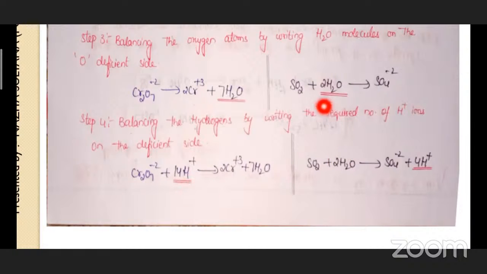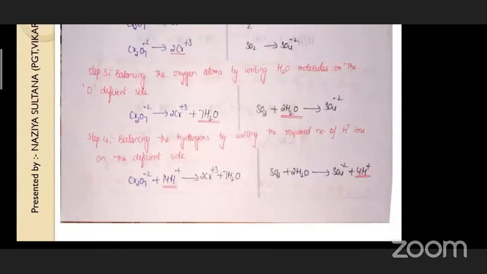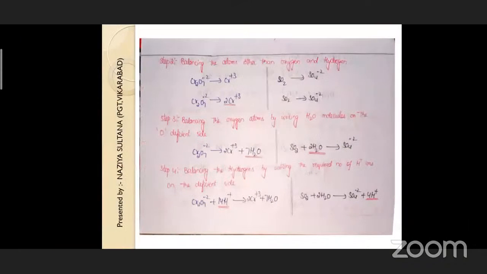In the oxidation reaction, let us see what it is. 2 into 2, 4 hydrogens should be there. On the product side, we do not have anything, so I'm just writing 4H plus on the product side. This is the deficient side, so 4H plus is written over here. So we have balanced the elements other than oxygen and hydrogen in the second step.